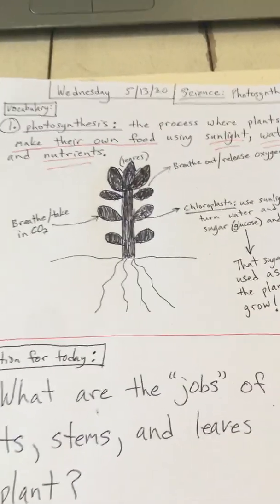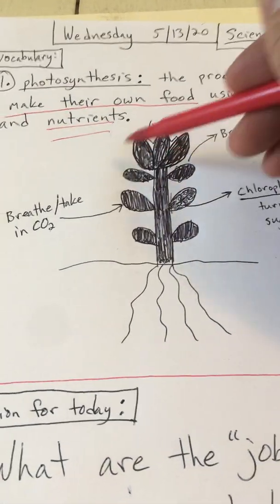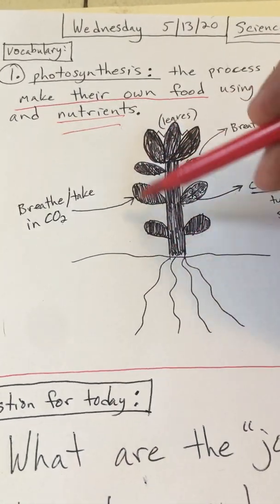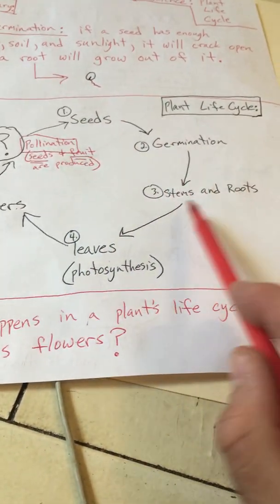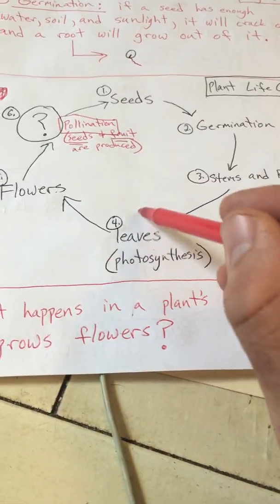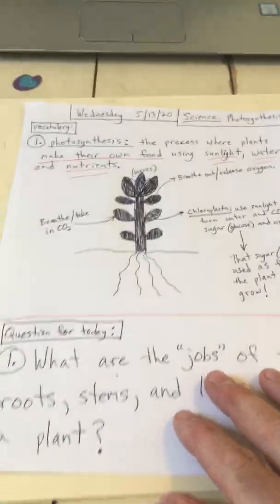Okay, so here's my drawing. Not the best. Notice there are no flowers yet because this is before the flowers begin to grow. This is when we are in this 4th stage. Seeds, germination, stems and roots start to grow, then the leaves start to grow, and this is where photosynthesis happens. So that's where we are before we get to the flowers. And then the fruit and seeds come after that.